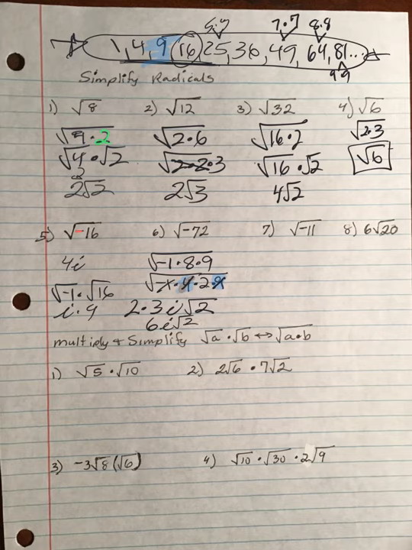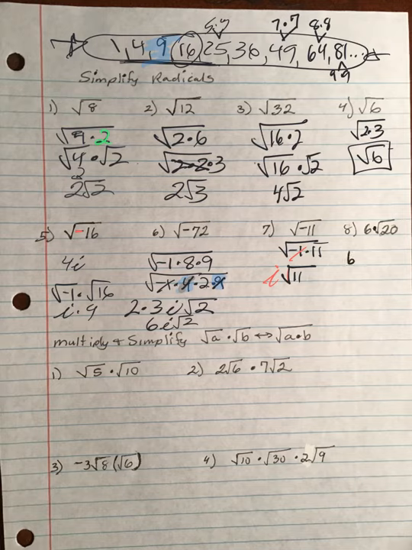Square root of negative 11. 11 is a prime number, meaning only 1 times 11 is 11. And the square root of negative 1 is your i, square root 11, because 11 can't be broken down. There are no perfect square numbers hiding under the radical. So that would be our answer.